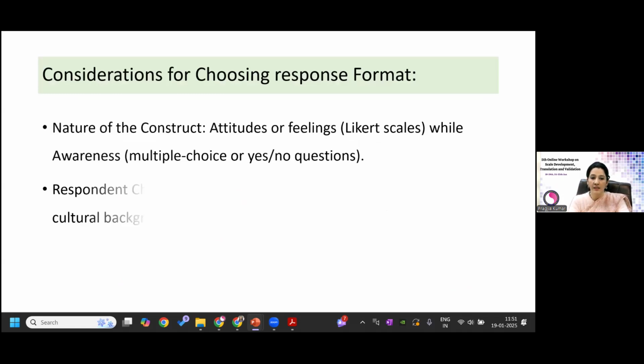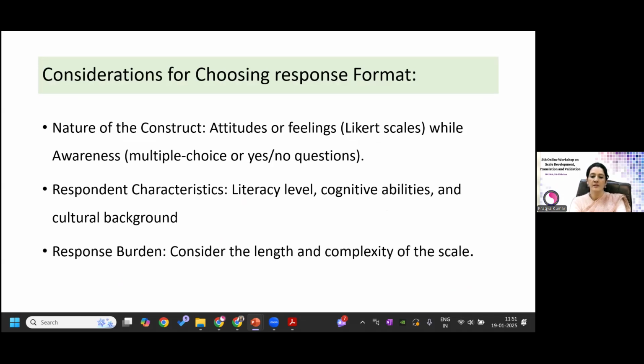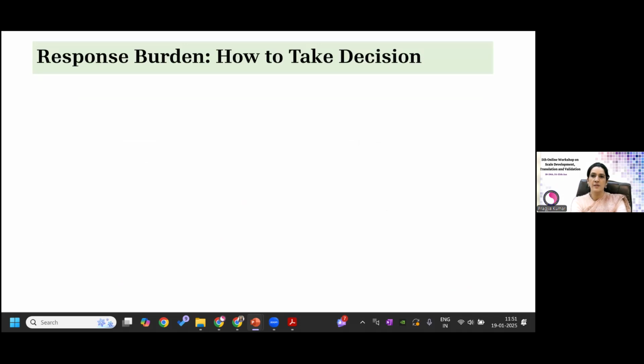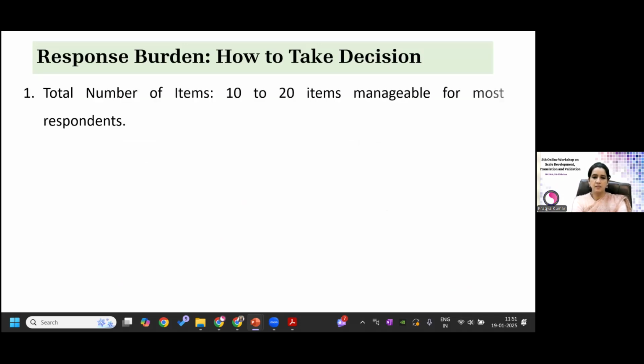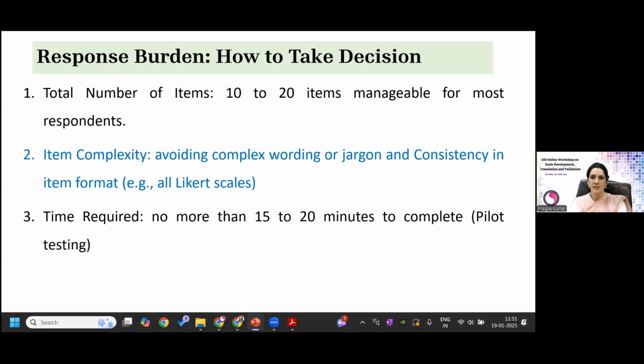Then again, this we have discussed: the respondent characteristics, the respondent burden, the length and complexity of the scale. Coming to how to take the decision: if there are 10 to 20 items, that is manageable for most respondents. But if it is a huge questionnaire with complex things in it, then an interview should be taken. The time required should not be more than 15 to 20 minutes to complete the questionnaire if it is self-administered. And how will you decide?